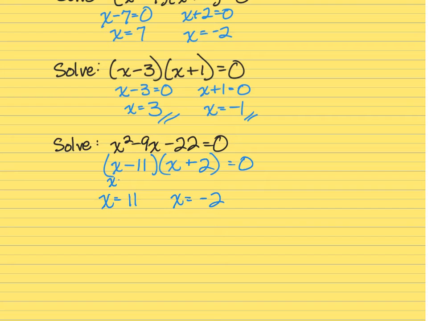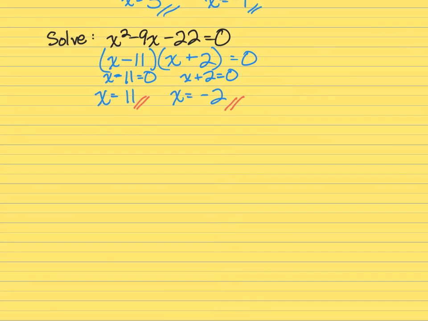Actually, what I'll put in this middle step, you say, okay, what makes x minus 11 equal 0? Solve that by adding 11. What makes x plus 2 equal to 0? Solve that by subtracting 2. And now you have your two solutions. So it's as simple as that. Factor, then set the factors equal to 0, and then solve those two simpler equations. All right, let's try another one.